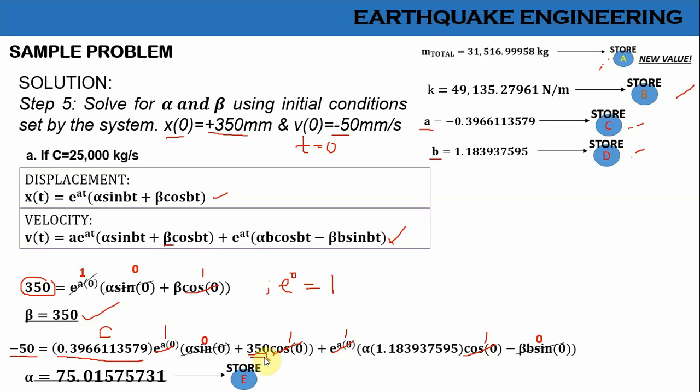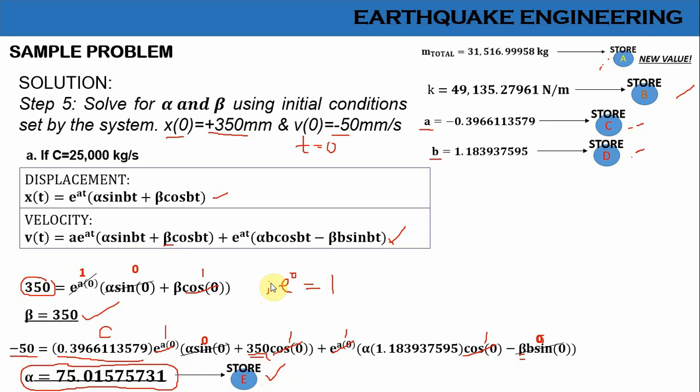Pero why is it diri wala ta siya gisubstitute? Okay, ma-zero na man siya. Di ba? Wala ta siya gisubstitute na lang. Kitas-taas sa equation. Now, shift solve lang. Makakuha ka og alpha nga 75.015757731 and store it sa E sa imong calculator.